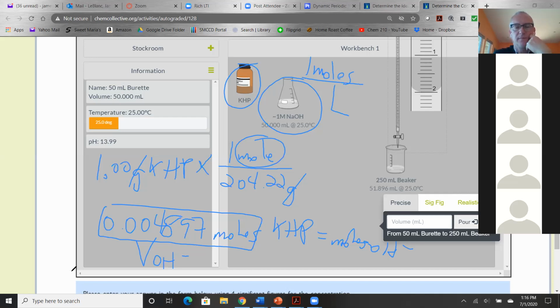Sorry, can you repeat your question again? Okay, I have a 1 molar solution of sodium hydroxide. That means I have about 1 mole per liter. I want 0.04897 moles of hydroxide, because that's the number of moles of acid I have. What's the volume of sodium hydroxide I need to add to get me 0.04897 moles? How many liters is that?